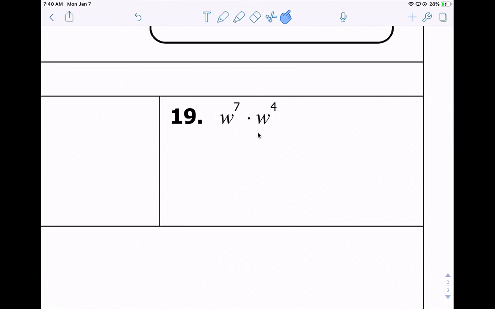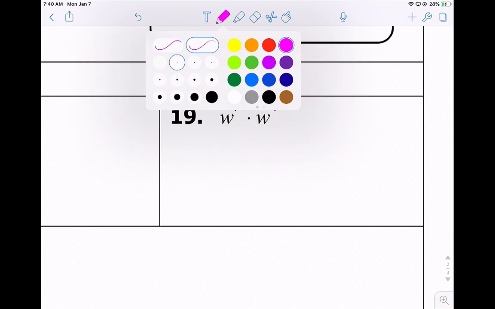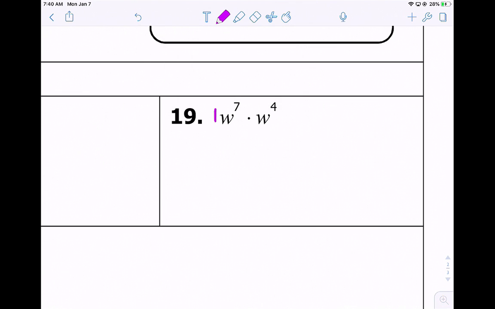Number 19, same thing. We have w to the 7th times w to the 4th. So these are both w's. We can multiply them. So we're going to multiply the coefficients. Again, all these examples had coefficients of 1. So 1 times 1 is still 1. We leave the w, and then we add these together. So 7 plus 4 is 11. So 1w to the 11.